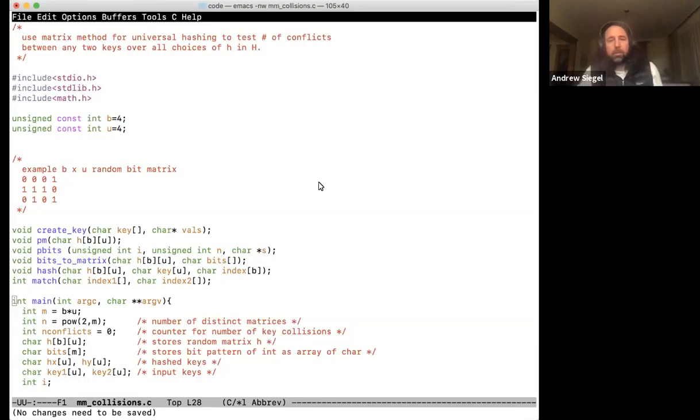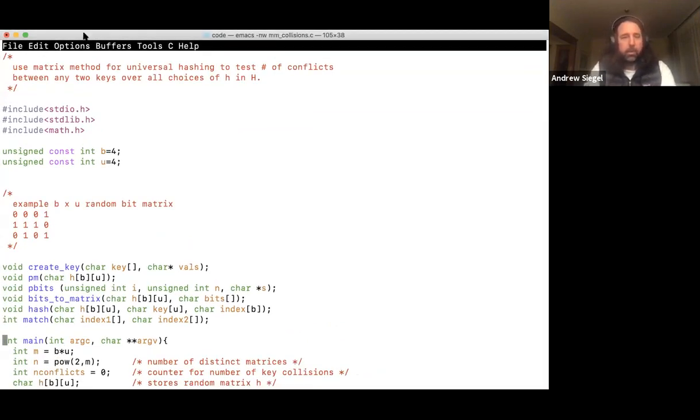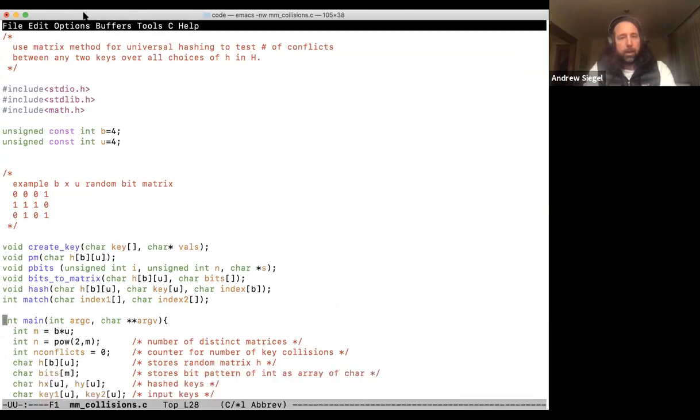Okay, so let's look at a code to do exactly what I just showed you on the whiteboard and run some tests to gain a little bit more intuition about what we mean by all this funniness. I have this code, I put it in the Dropbox, and it is going to literally create these B by U matrices. I think the example I gave, B was 3, so let's just do that, and U is 4.